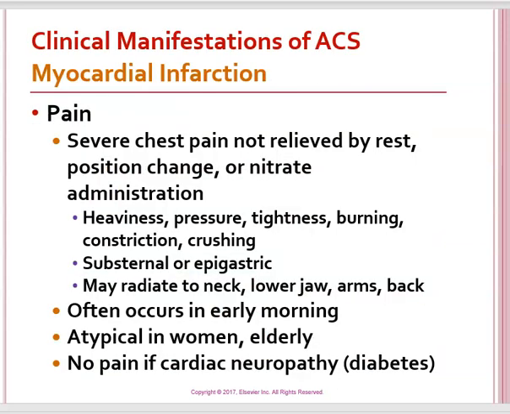So here are your manifestations. They have pain. It's not relieved by rest or nitrates. Elephant sitting on my chest, going down to their arm, going up to their jaw. Okay, often occurs in early morning. It's crazy. It's the 3 a.m. MI coming in by EMS. This pain woke them at 3 a.m. The circadian rhythm is starting to swing over. Okay? And if they have diabetes, they may not even know it is happening.